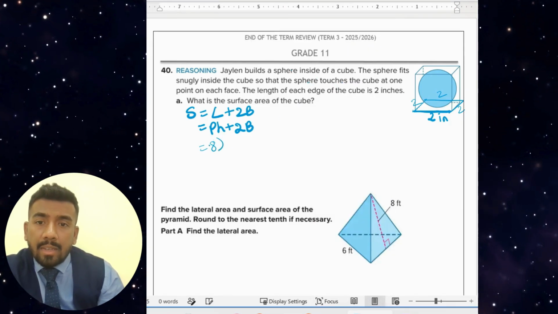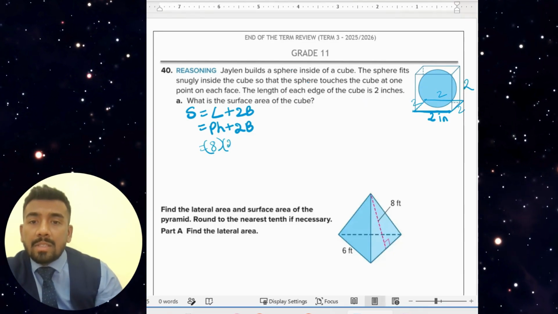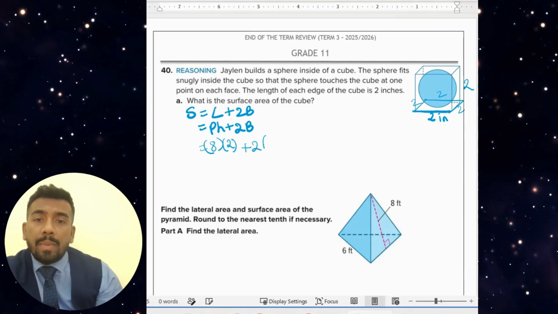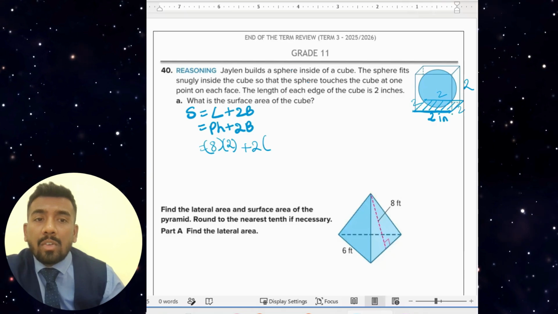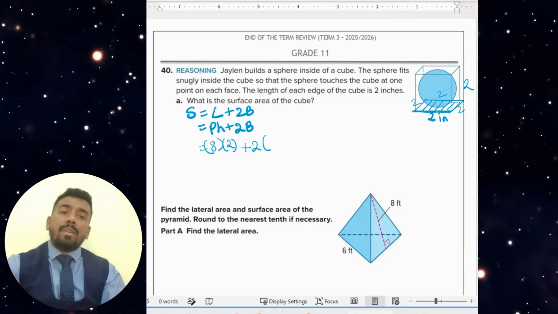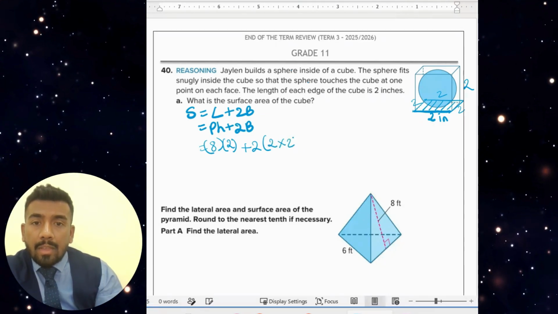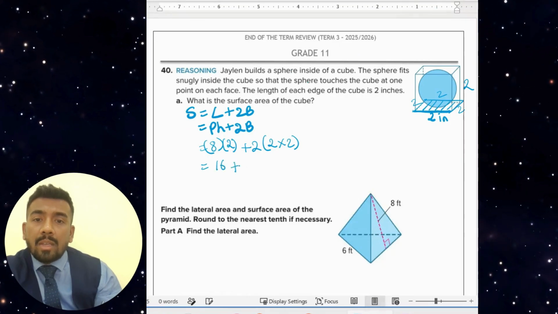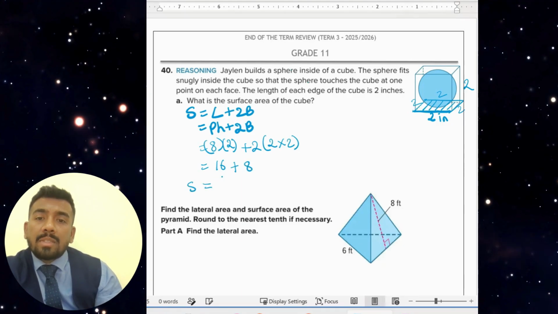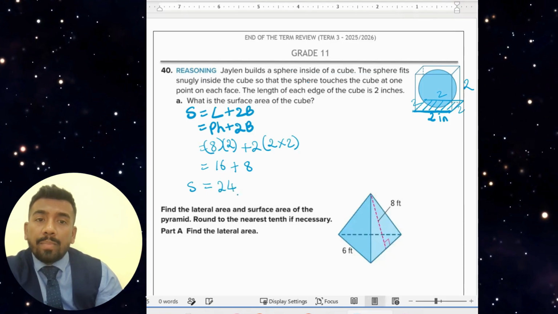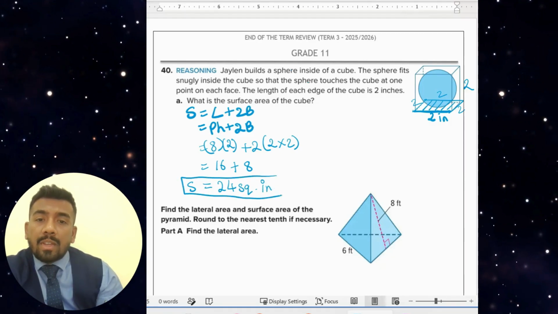So P is 8 times the height. The height will also be 2 because the whole edge is 2. So that's times 2 plus 2B. Now what's B? B is the area of the base. It's a square. How do you find the area of a square? Length times width, so 2 times 2. That gives 16 plus 8, and 16 plus 8 is 24. So 24 square inch is the surface area. Understood?